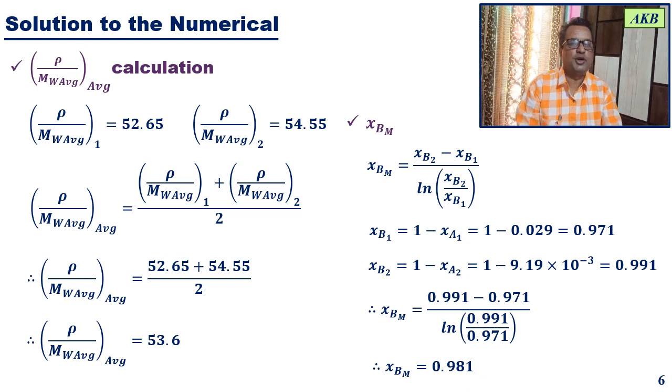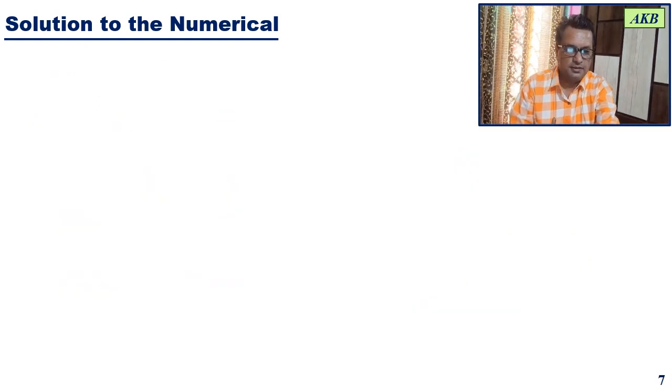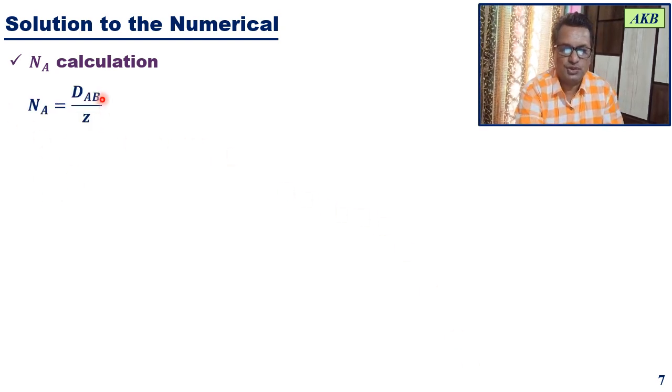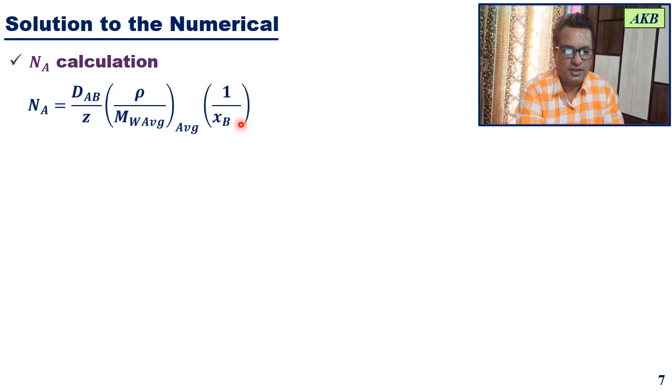Okay. So till this point of time, we have found out xa1 and xa2. We have found out the rho upon MW average value, and now we have got a value of xbm. Knowing these three, we are now in a position to calculate the rate of mass transfer. So let us do that. Finally, the last step in the solution is calculation of Na. Na will be given by the equation which I had already written on the first slide. So Na is equal to DAB upon Z, rho upon MW average, into 1 by XBM, into (xa1 minus xa2). Now all values are known to us. You just have to use the values.